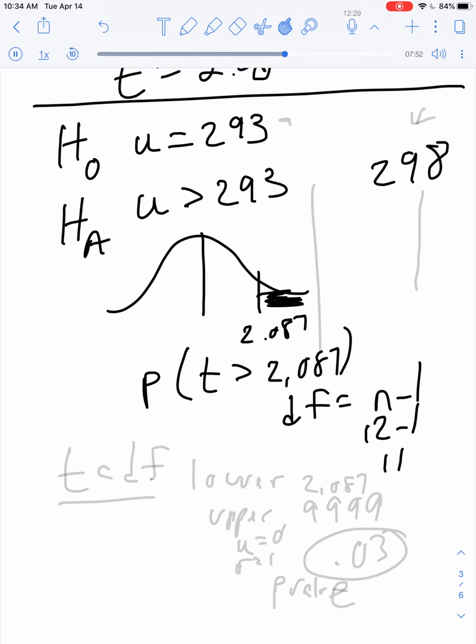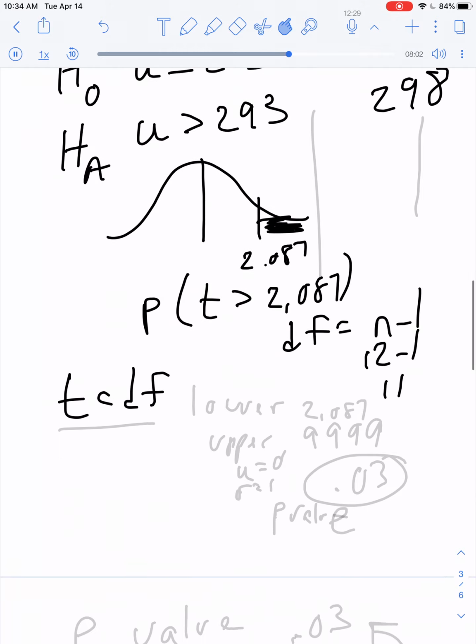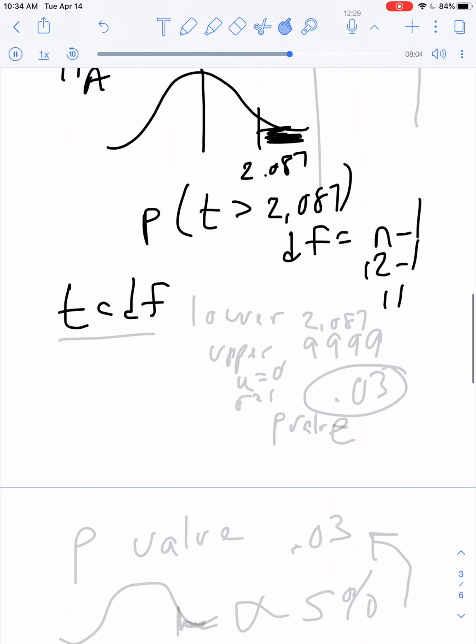When I put that in my calculator using the TCDF function, by the way, guys, on the AP exam, they're going to give you tables. You can use your calculator, but some of the stuff might be informative in tables. Look at the PowerPoint that I put in the lesson, and you can see how they use the tables. I still don't use my calculator.